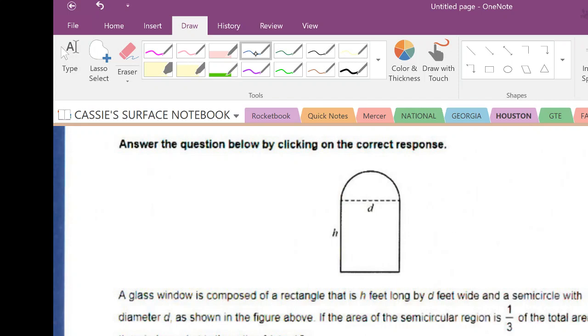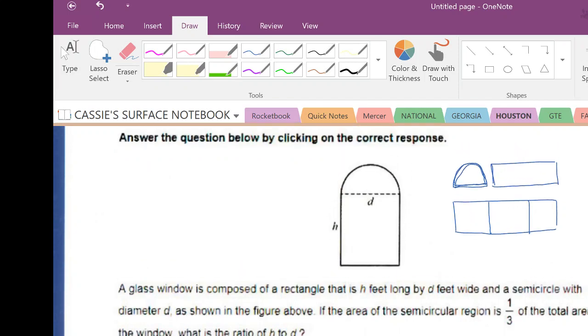But you've got this glass window composed of a rectangle. You can see the measurements of it, and the semicircle. If the area of the semicircle region is 1/3 of the total area of the window, what is the ratio of the window? So essentially it's saying this semicircle shape, if you divided the area just by a bar model into thirds, the semicircle is 1/3, and that means the rectangle is 2/3.